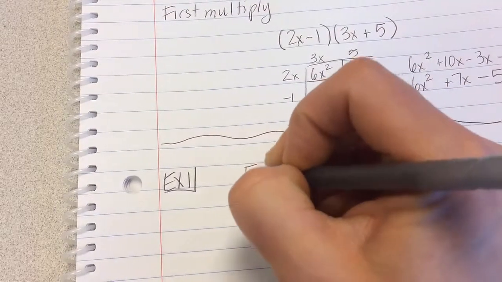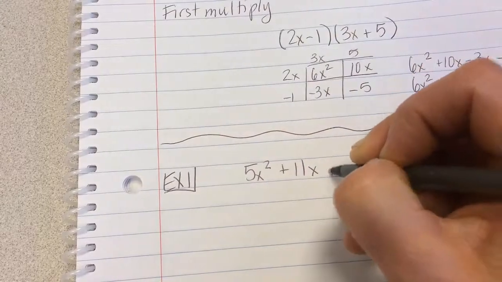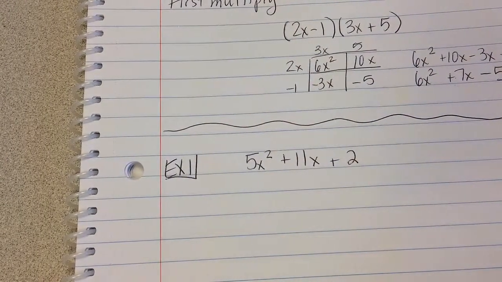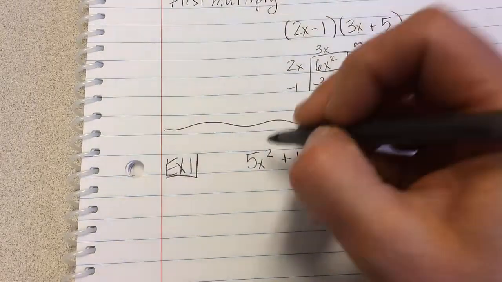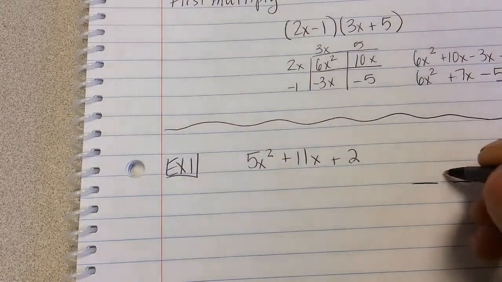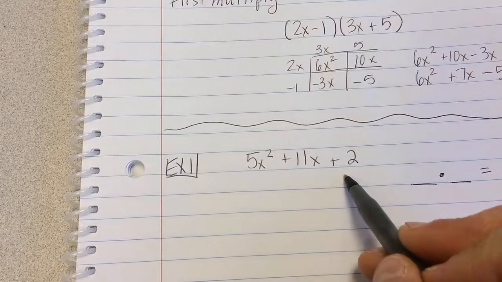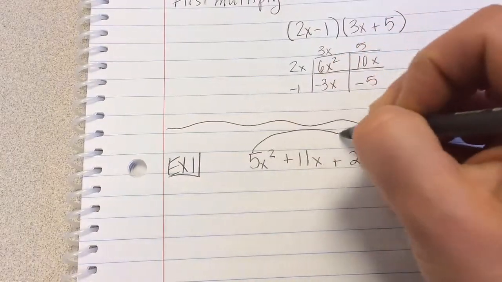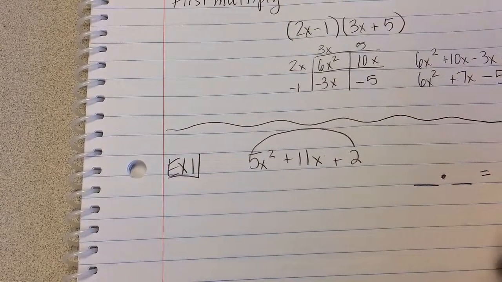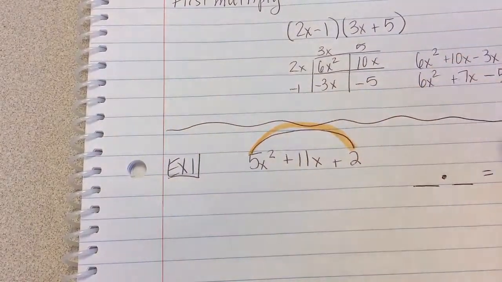So we're going to have 5x squared plus 11x plus 2. It's going to be similar to what we did before, but not the same. Okay, I'm looking for two numbers that multiply together. This time, instead of just multiplying to make 2, I need them to multiply to make 5 times 2, which is 10. So where does this 10 come from? It comes from 5 times 2.